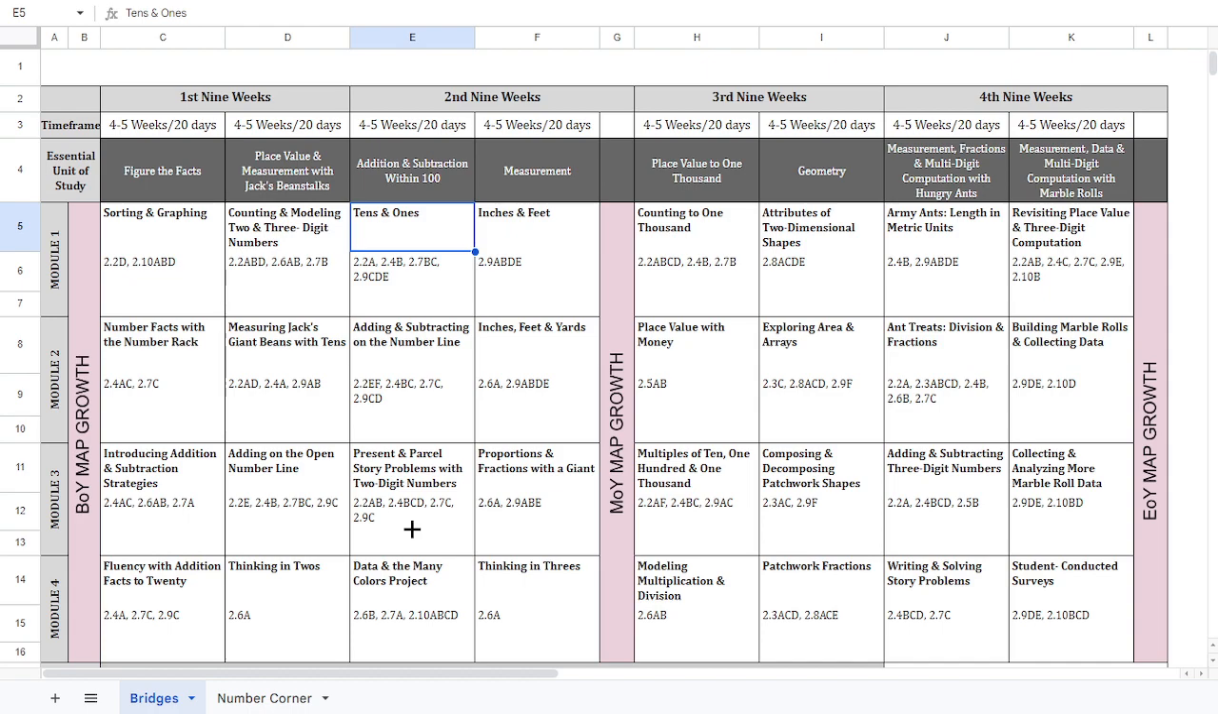Now comes the second 4 to 5 weeks of the second 9 weeks. We get them into measurement. We teach them inches and feet and how to convert between inches, feet, and yards. Show them how to set up proportions and fractions, and also we can show them how to think in 3 digit numbers. Now my other tutor is going to be explaining the third 9 weeks.